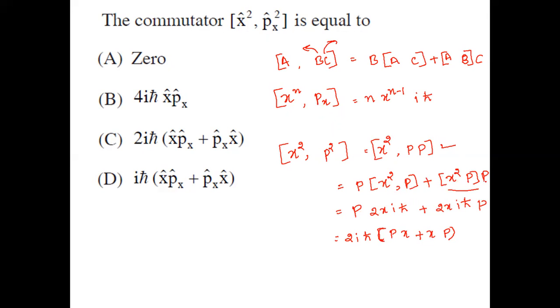Now we have p here. What is common in these two terms is 2 i h bar. Take 2 i h bar outside. Then what we are left with is p into x plus x into p. So p into x and x into p, you cannot add them together because they are operators. In case of operators, A into B is not equal to B into A. So the one which is matching is option C.